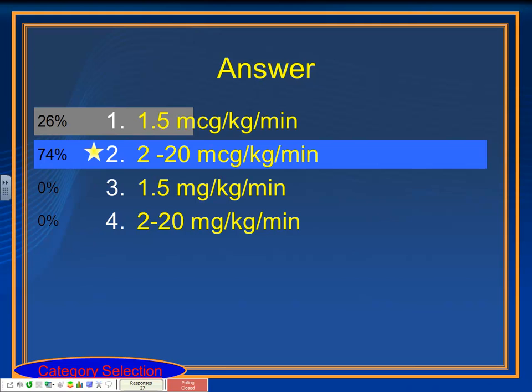Correct answer is 2 to 20. It's the exact same dose for peds as it is for adults. Obviously, 26% of the class didn't listen to you. Randy, I thought the adult dose was 2 to 10. No, it's 2 to 20. She said that over and over and over. It's a max dose of 20, so it's 2 to 20. You start it between 2 and 10, and nobody else starts with 2. Everybody else starts at 5.